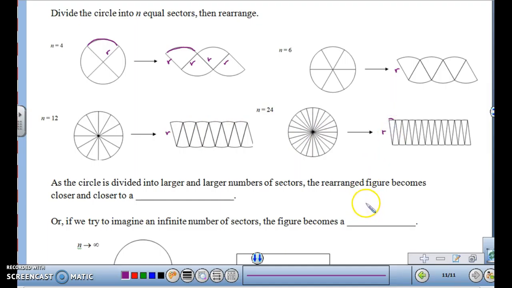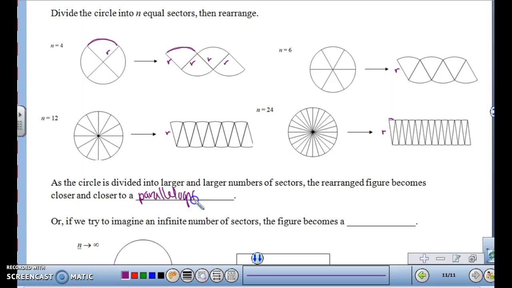Okay, now notice as we divide this into more and more sectors, as the circle divides into a larger and larger number of sectors, the rearranged figure becomes closer and closer to a... What kind of shape does this look like? Well, it kind of looks like a parallelogram.